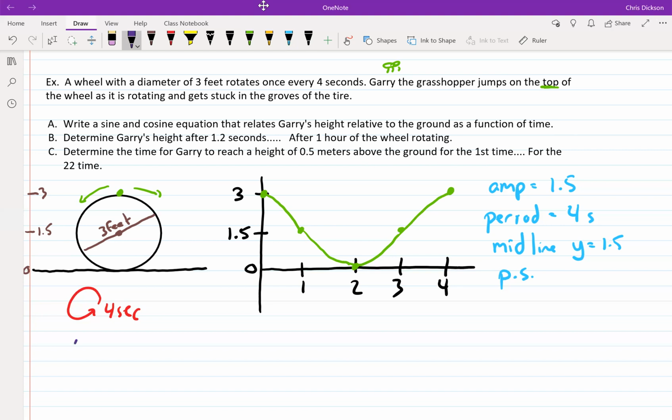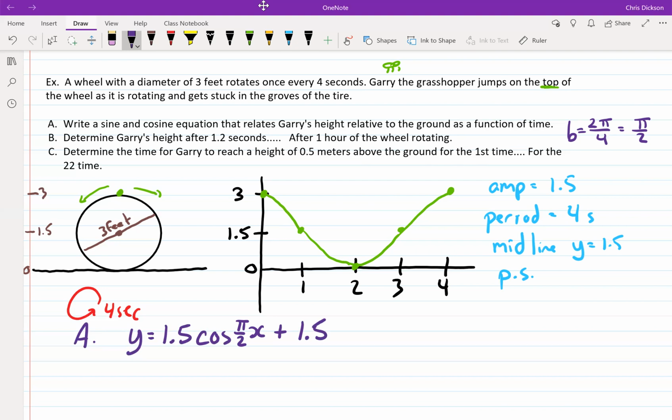So I think I would start with cosine first. So question A asks us to write a sine and cosine equation. Well, let's do the cosine equation. So it's going to be y equals, now the amplitude is 1.5, so the A value would be 1.5. And notice it's positive here, not negative, because you're starting at a high point and then rotating downwards. Cos. Now my B value, that's 2 pi over the period, and the period is 4. So my B value should be pi over 2. So pi over 2 x, and then plus the D value of 1.5.